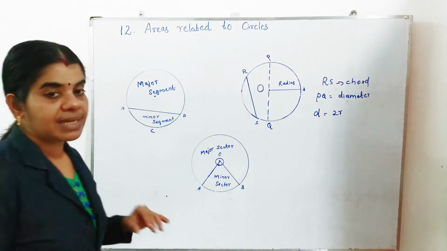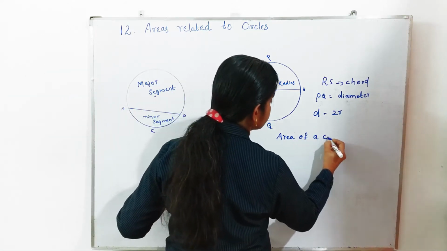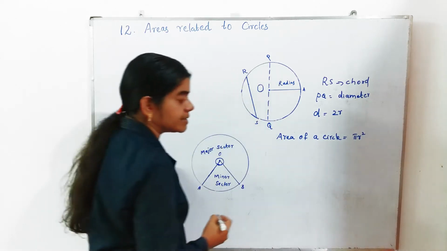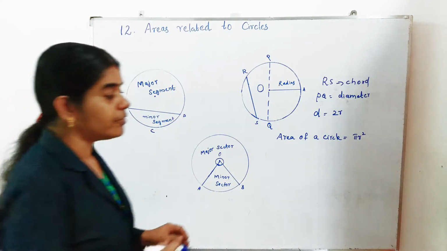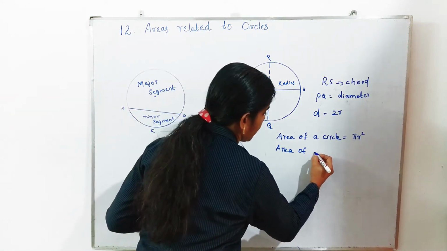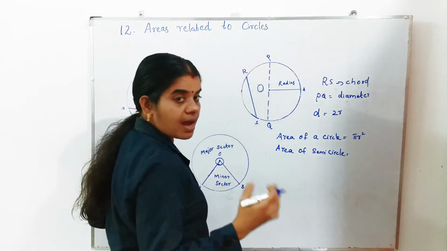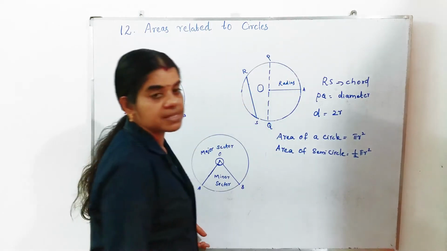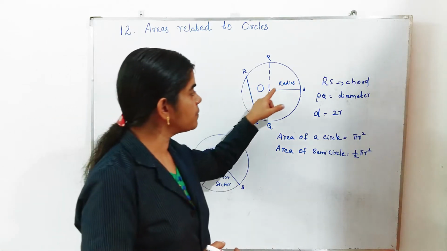And we already studied that the area of a circle is equal to pi r square. R is the radius of the circle, so pi r square will be the area of a circle. What will be the area of a semicircle? Semicircle means half of the circle, so half pi r square will be the area of a semicircle. Then quarter of a circle. What does it mean by quarter? That means 1 by 4 of a circle.